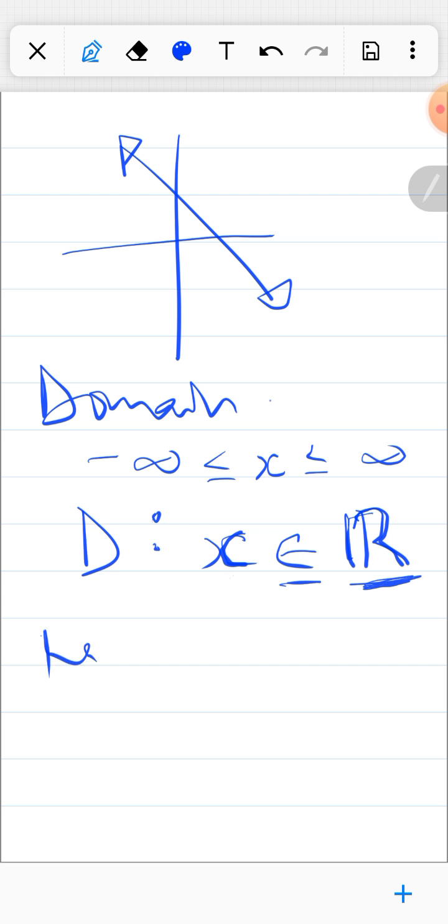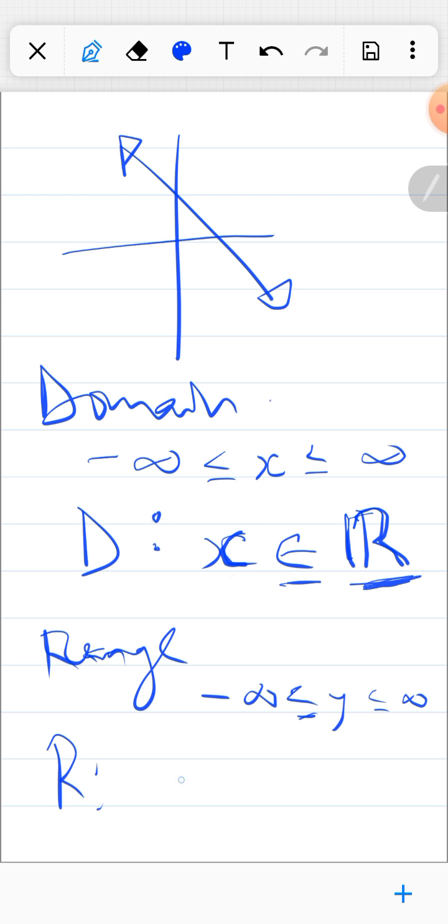The range will be the same thing, because for this graph, the range starts from negative infinity and goes all the way to positive infinity. The y values go from negative infinity to positive infinity. Or I can write it as range is y is a member of all real numbers.